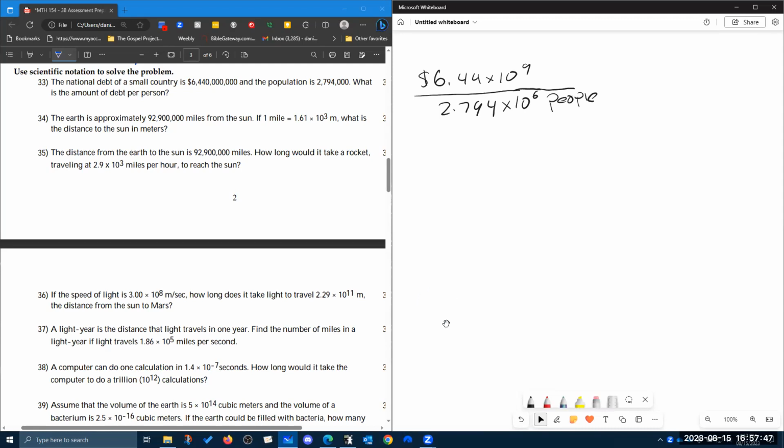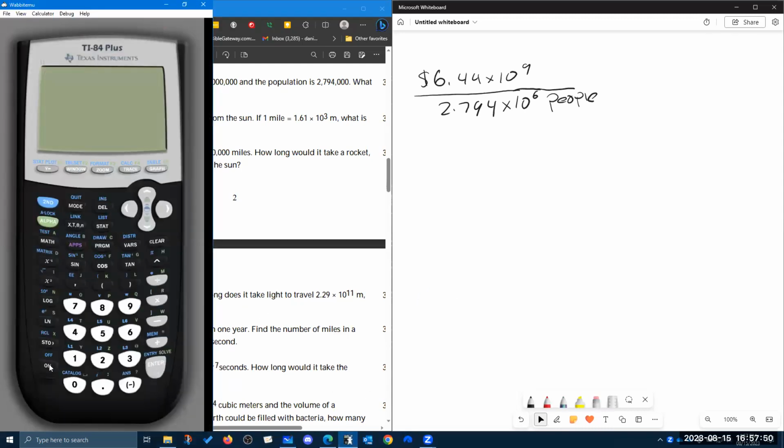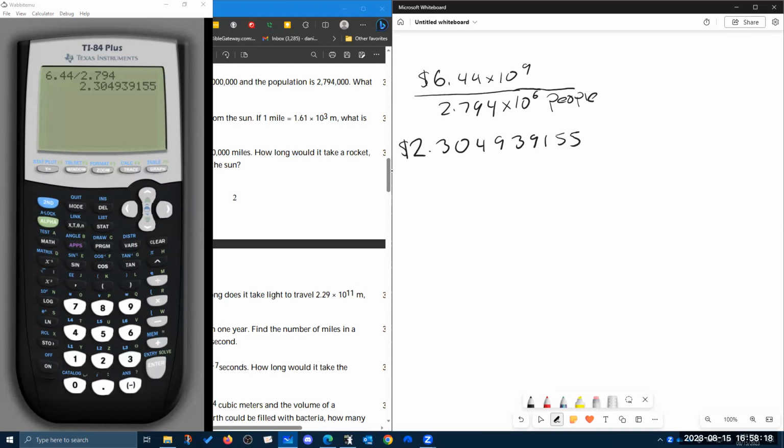So we're going to take 6.44 divided by 2.794, which is 2.304939155 times 10 to the third dollars per person.